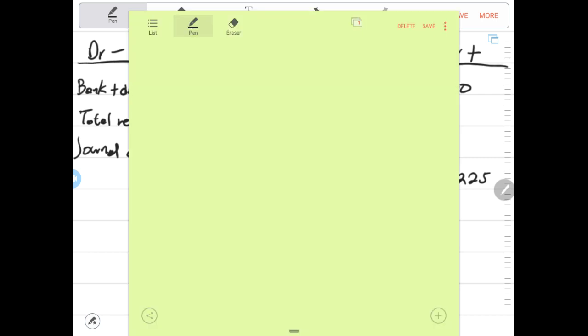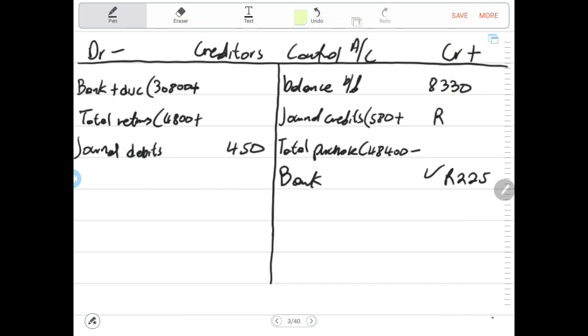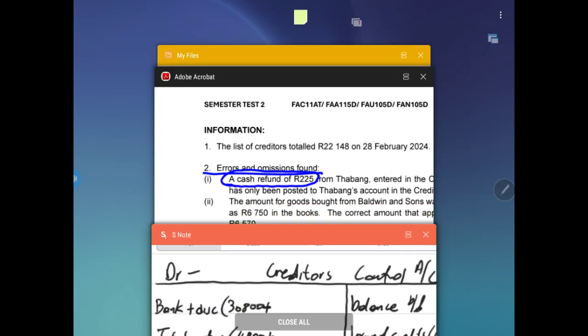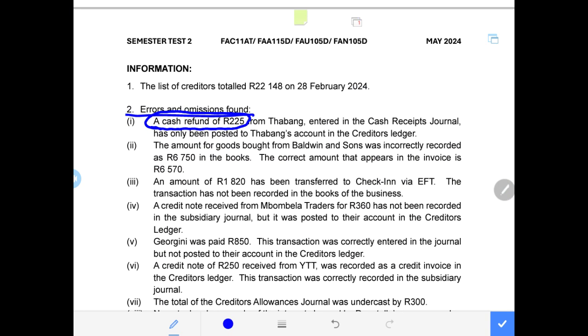Now remember, we previously bought inventory on credit from our supplier. And I just want to be very specific about the name of the supplier. The name of the supplier is Tabang. A cash refund of 225 from Tabang. Remember, Tabang is a supplier in this case. Then if Tabang is a supplier, therefore Tabang is a creditor. So Tabang is a creditor.